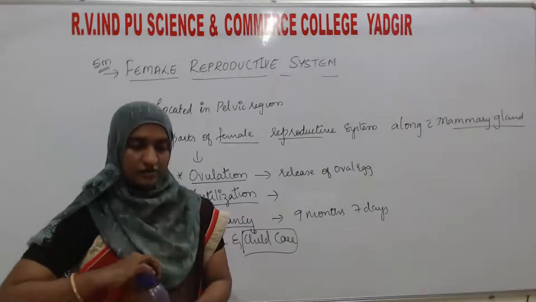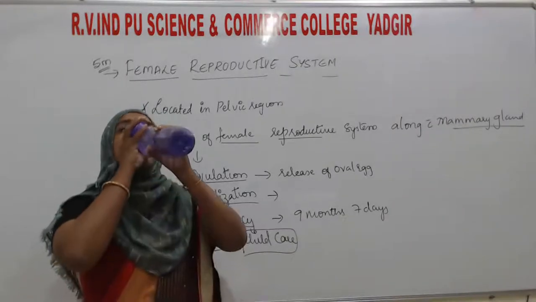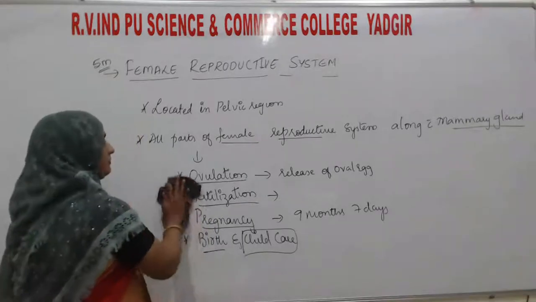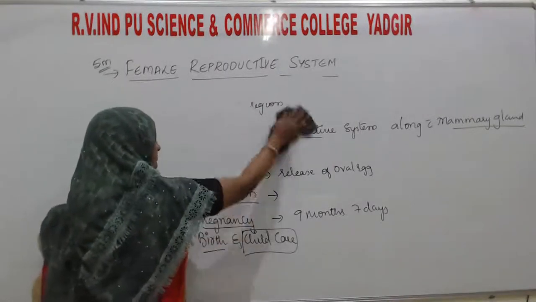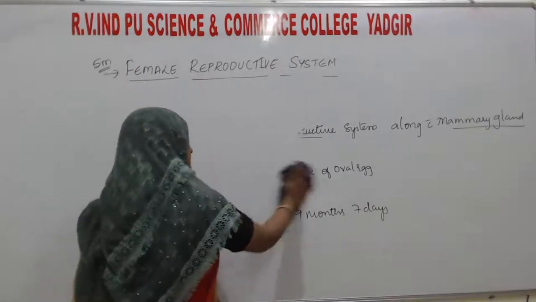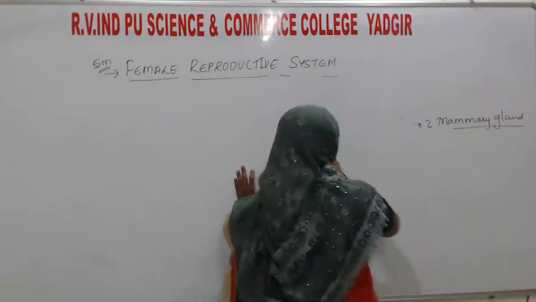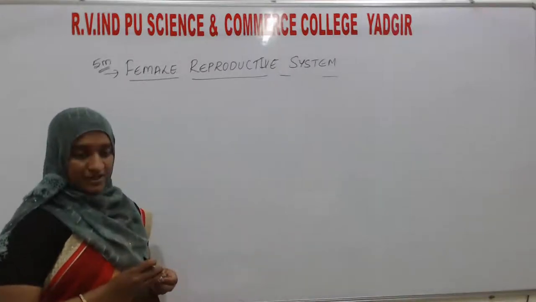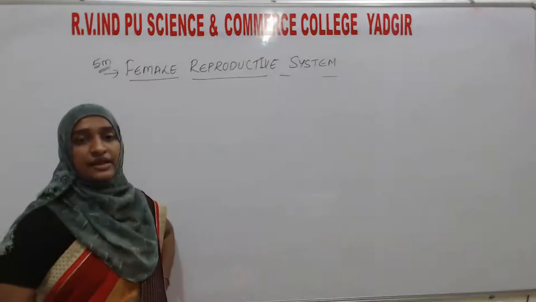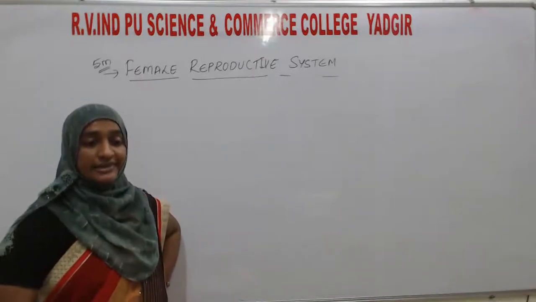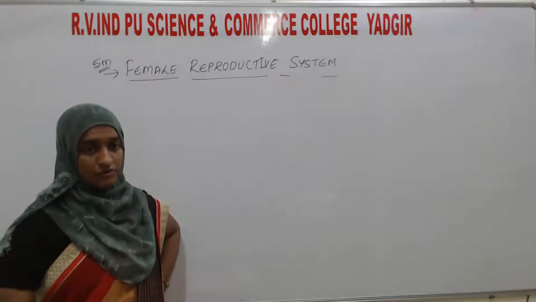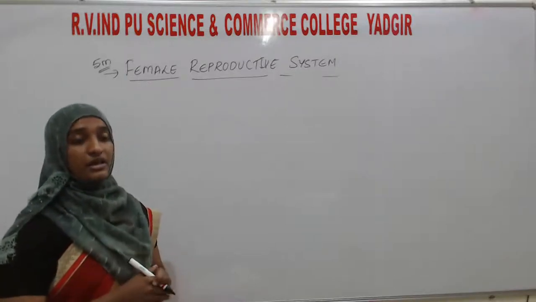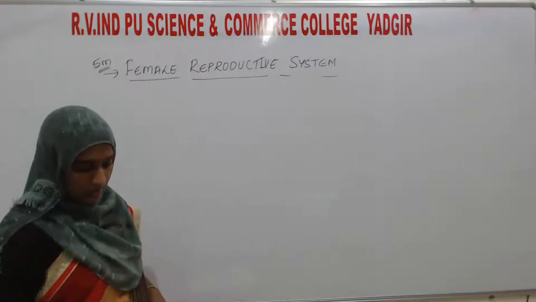Next we will go for the structures of this particular female reproductive system. As I told you, ovaries are the primary female sex organs that produce the gamete, that is the ova, and as well secrete the hormones, that is the ovarian hormones. The ovaries are located in the lower abdominal region. Where? In the lower abdomen.